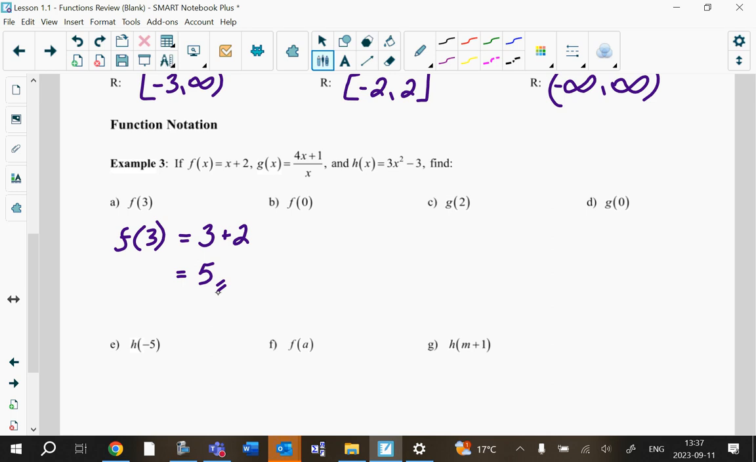What if we were asked to plug in 0 into function f? Well, every time you see an x, replace it with 0. And that works out to 2.